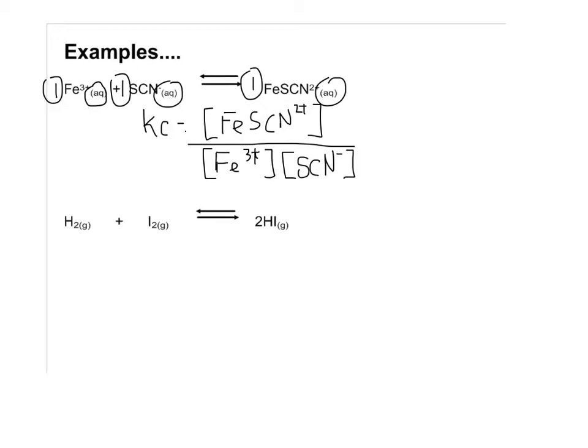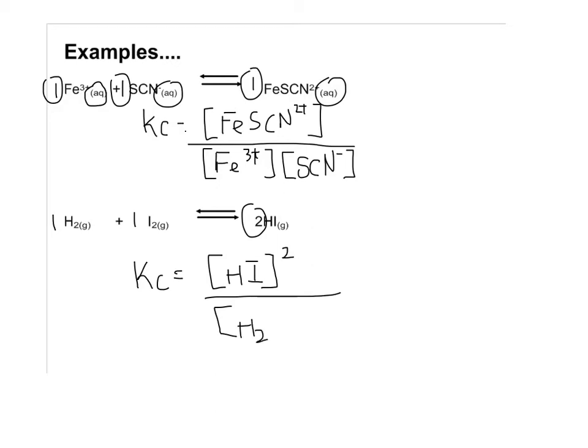The second one, if we're going to write out our expression, our Kc is going to be our products, which is HI, raised to its coefficient, which is 2, divided by our reactants raised to their coefficients. So their coefficients are just 1. It's going to be H2 times I2. We're going to include them all because they're all gases.